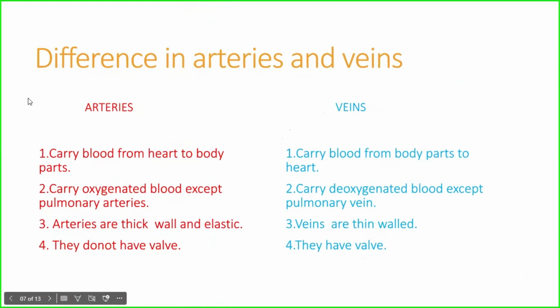Difference between arteries and veins. Arteries carry blood from the heart to body parts. They carry oxygenated blood except pulmonary arteries. Arteries are thick-walled and elastic, as blood flows with pressure in the artery. They do not have valves. Veins carry blood from the body parts to the heart. They carry deoxygenated blood except pulmonary veins, are thin-walled, and they have valves.